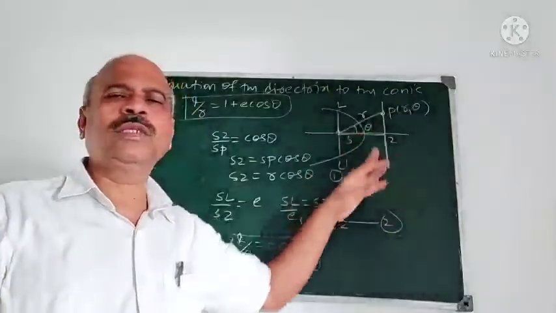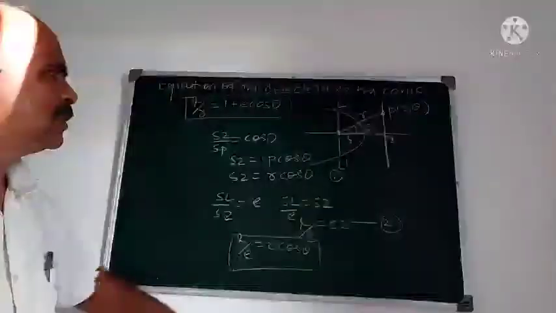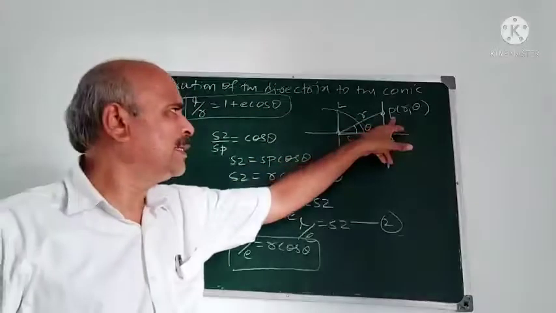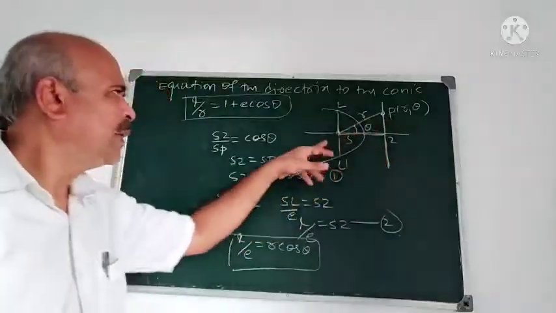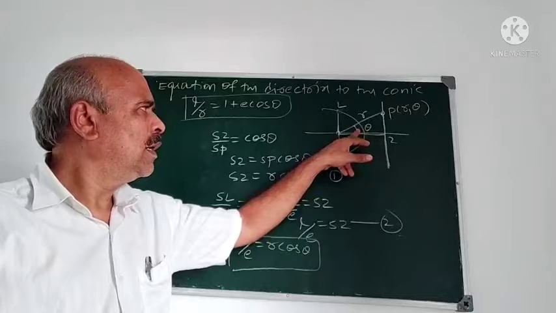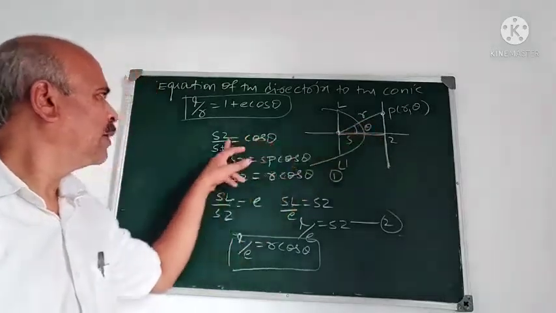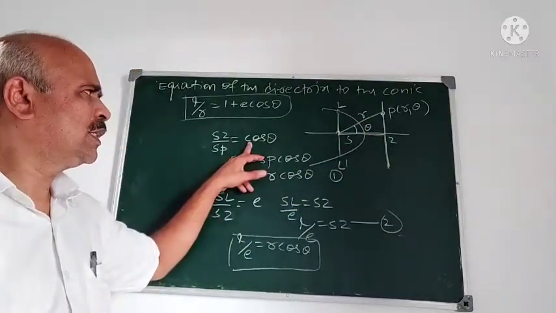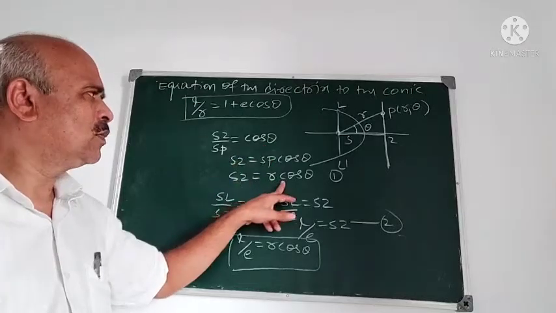Equation of this directrix. I think you followed this one. We have taken R theta as a point on the directrix. Then SZ by SP is cos theta. Therefore SZ is R cos theta.